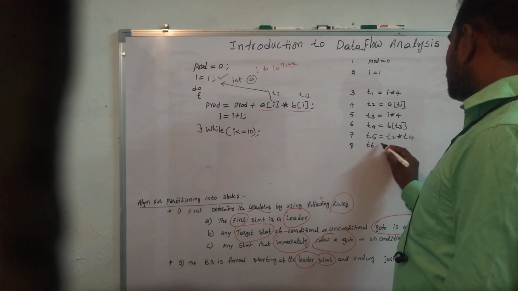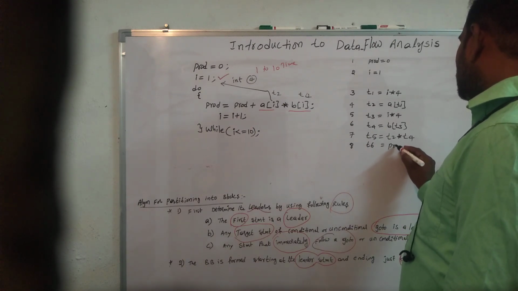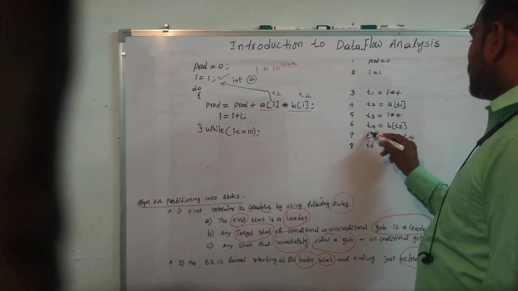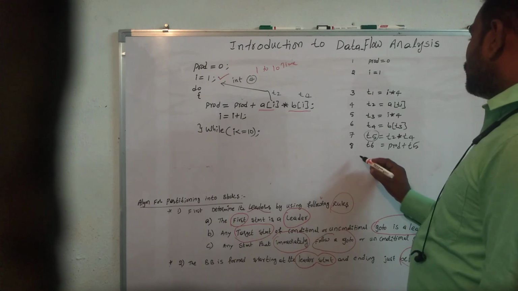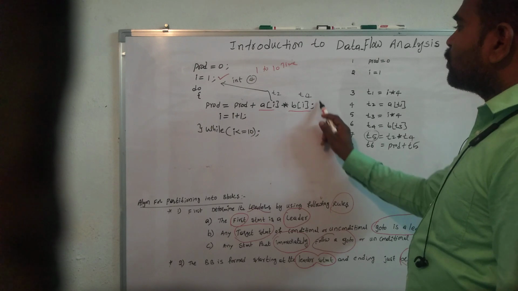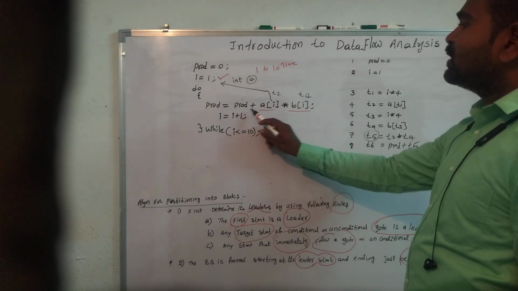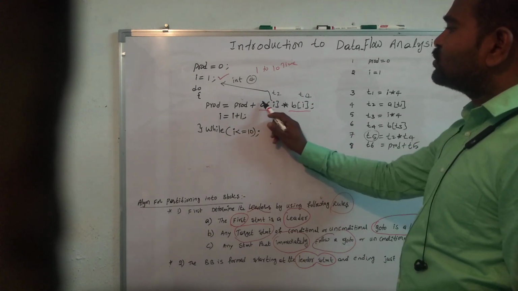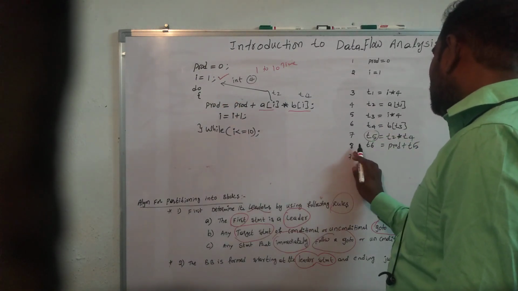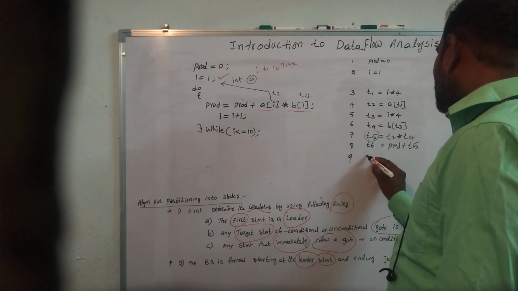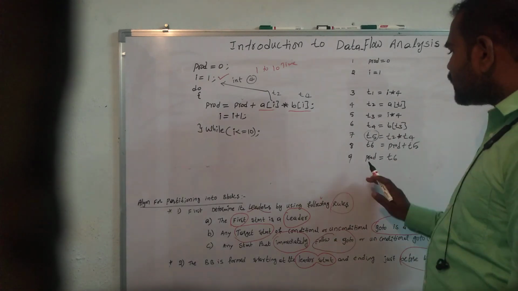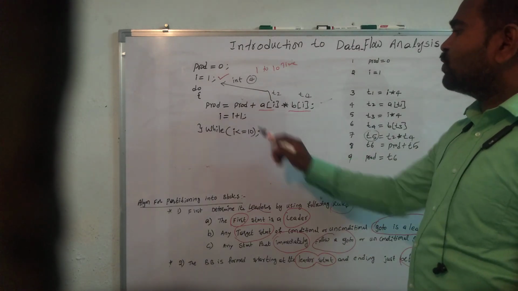So T6 is equal to product. T6 is equal to product plus T5. Next, after completion of the product of these two vectors, the resultant total sub-expression evaluation is pushed down into the product location. That is why the ninth statement is product is equal to T6. Then after completion of this one, next go for this one.